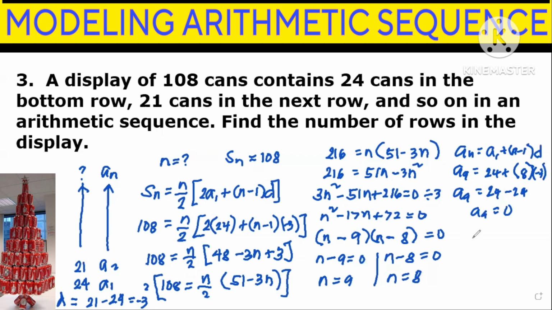Whereas, when n is equal to 8, so let us solve for a sub 8. A sub 8 is equal to a sub 1, which is 24, plus n minus 1. 8 minus 1 is 7. Diretso na natin, ano? Times the common difference, which is negative 3. So we have 24, 7 times 3 is negative 21. So a sub 8 is equal to 3. So as you can see, in the 8th row, we still have 3 cans to display. So n must be equal to 8. Okay?